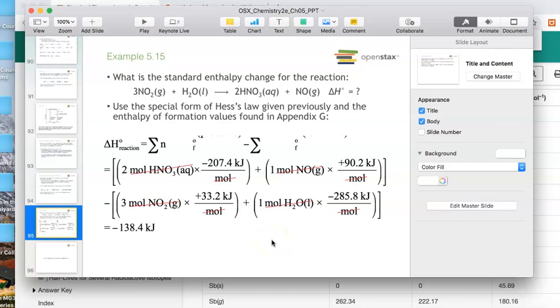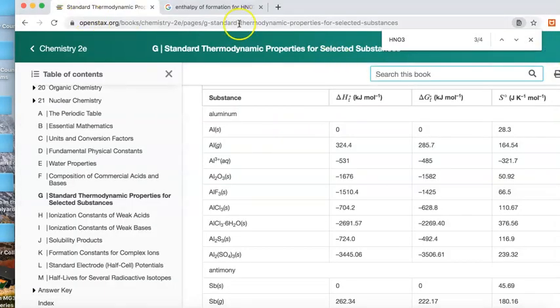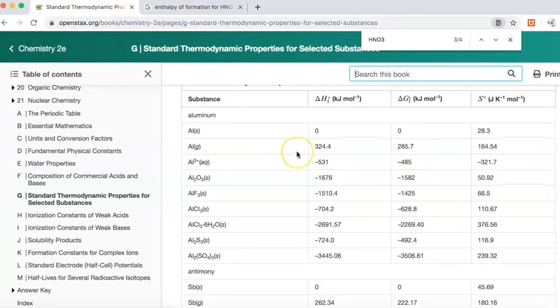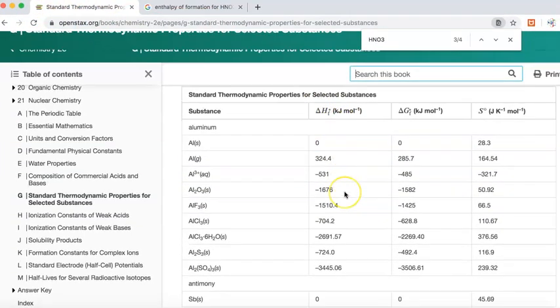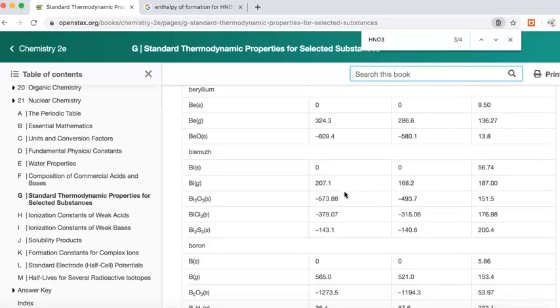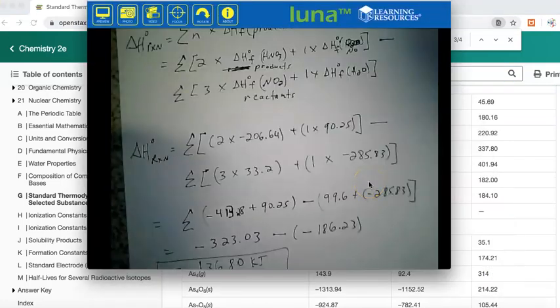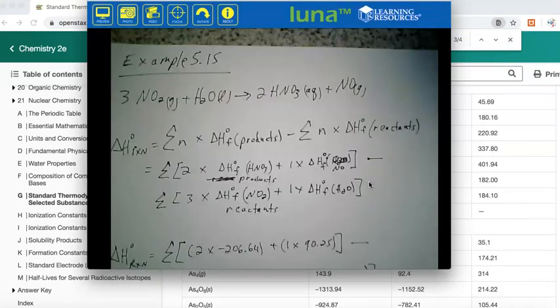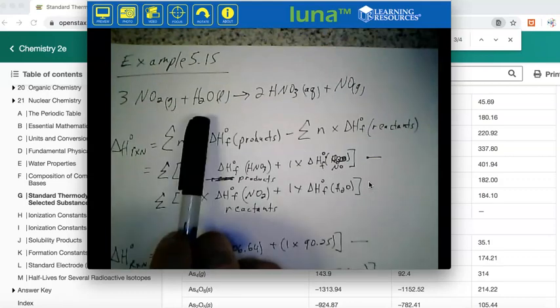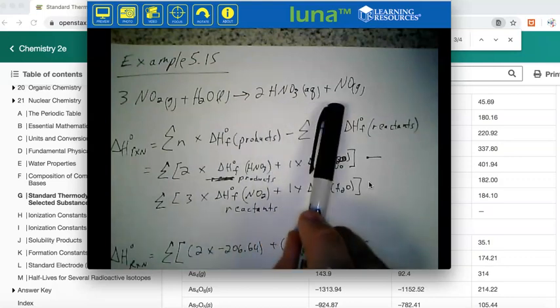All right, so we're trying to find the standard change in the enthalpy for this reaction. We have to look up the standard enthalpy of formation values in Appendix G. If I take a look at Appendix G from my textbook, here are the standard enthalpies of formation for different substances. So I have to look up what's in the chemical reaction. Here's my overall given chemical reaction: nitrogen dioxide reacting with water to yield nitric acid and nitrogen monoxide.